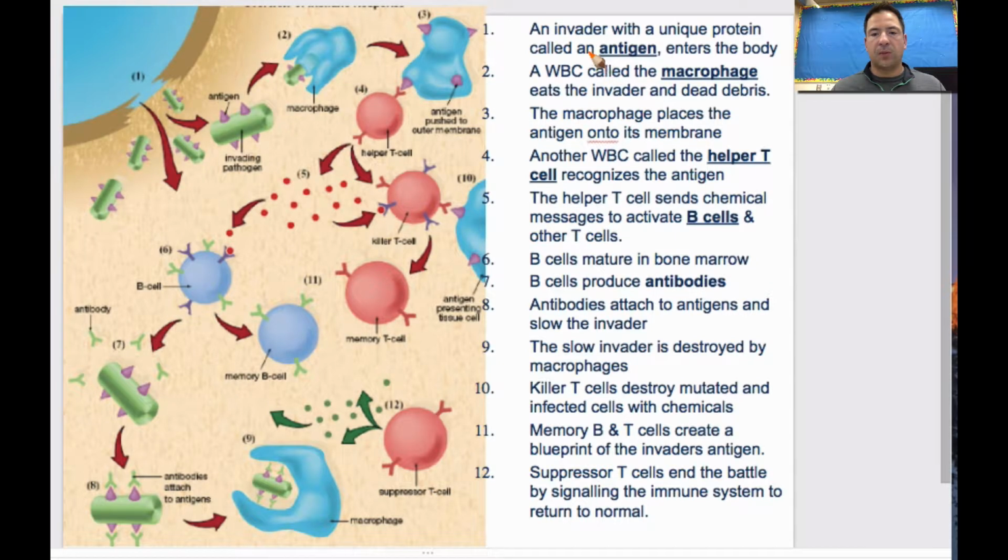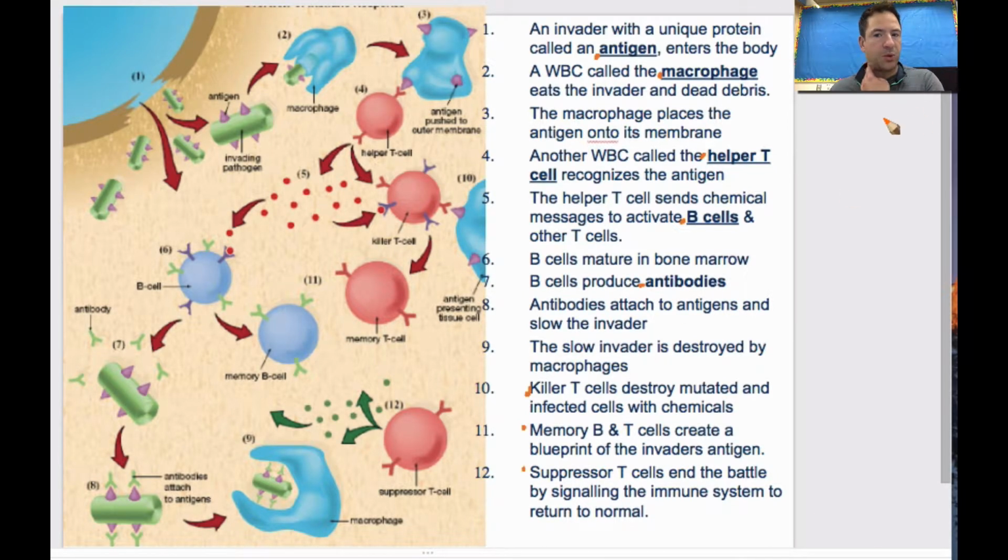Basically, everything in here that I put a dot next to will be something that you will want to remember. Whether it be a type of white blood cell, or different types of proteins like antibodies or antigens, you'll want to know what they do and what their role is. And so there's 12 steps to this immune response.